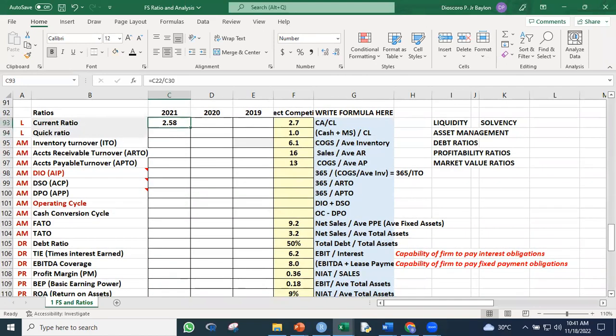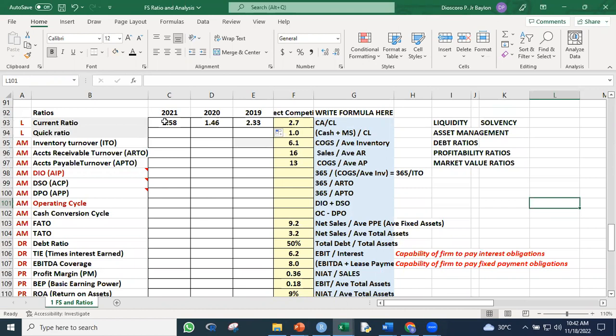Okay, so the answer is 2.58. So we're just dividing our current assets by current liabilities, and then we can copy this to the right. For example, in 2021, could we say that the firm is capable of paying off its current obligations?